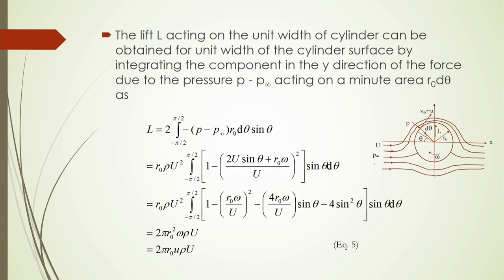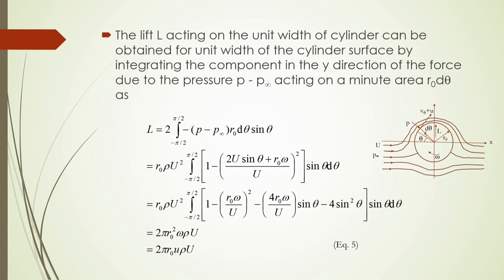In that case, the lift L acting on the unit width of the cylinder can be obtained by integrating the component in the y direction of the force due to P minus P infinity acting on the minute area r 0 d theta. So L equals the integration from minus pi by 2 to plus pi by 2 of minus (P minus P infinity) r 0 d theta into sin theta. This is the lift component from the pressure force. From this pressure force, taking the normal component and integrating, we get the whole lift force for the whole surface of the cylinder.